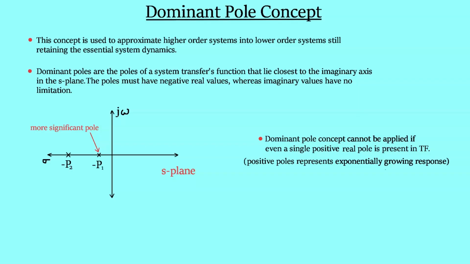Suppose there are two poles in the transfer function of the system, P1 and P2, and if the magnitude of the pole P2 is equal to or greater than 5 times the magnitude of the pole P1, then P1 will be called the significant pole, whereas P2 will be referred to as the insignificant pole, which can be removed from the transfer function. Now, let's try to understand this with examples.